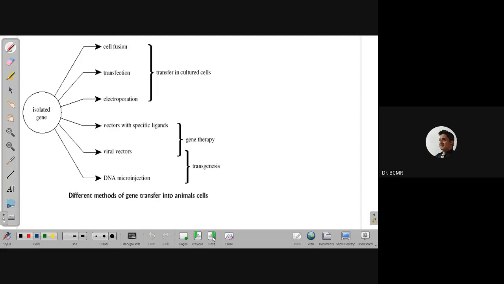One of it is about the integration. The second thing is, first of all, how would you put the vector or the construct into the cell? The gene of interest can be put into the cell by several mechanisms, which we may discuss at a later time.